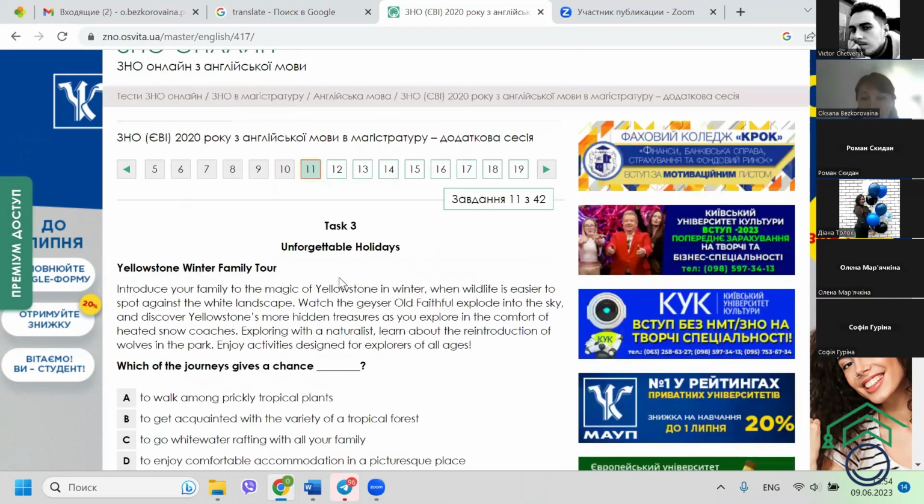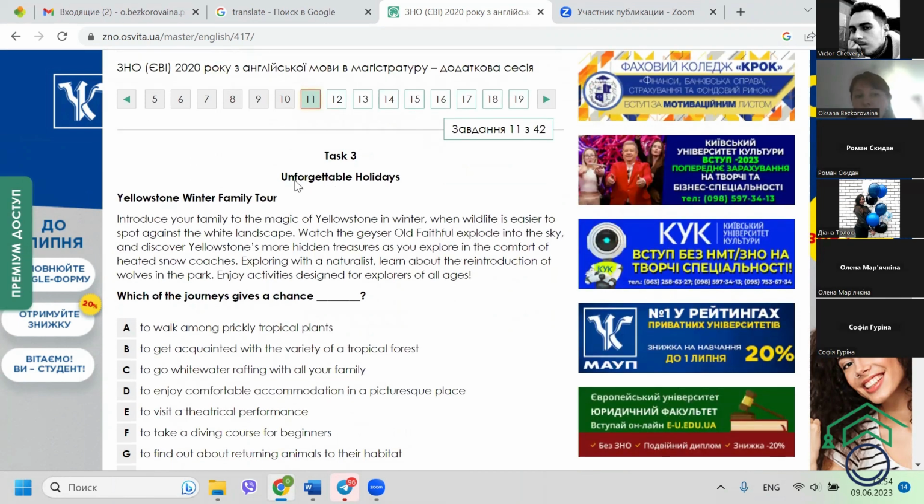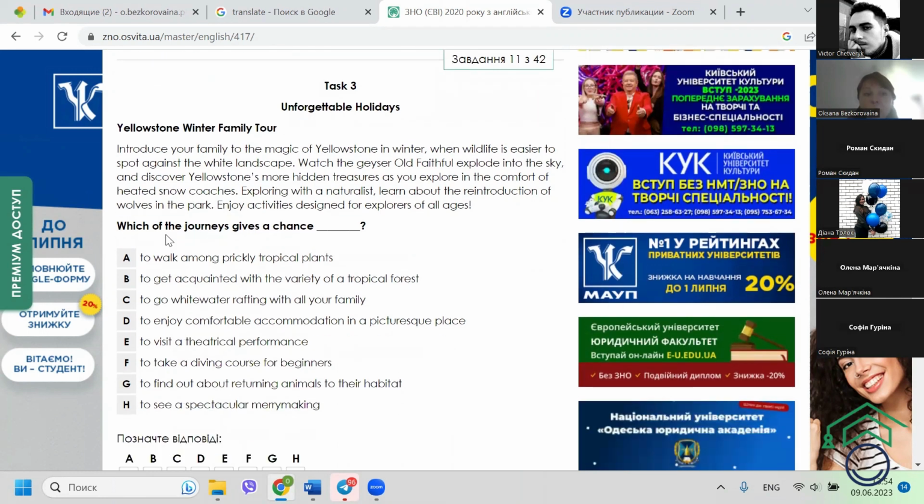And we have some more time, yeah? And we've got some information about unforgettable holidays. It is task 3. The task consists of short texts, and we should define which of the journeys gives a chance to do the following. Yeah? Again, how to do this type of tasks?